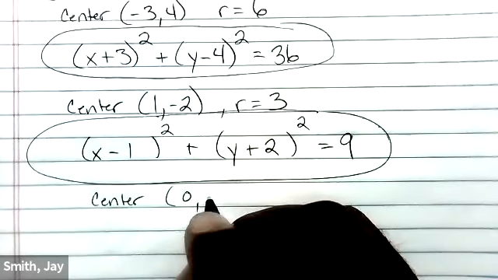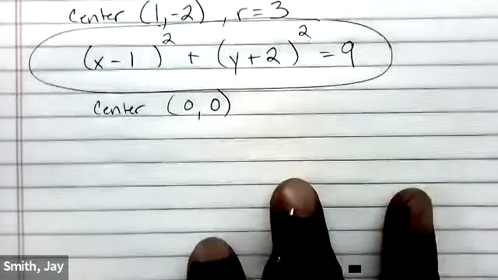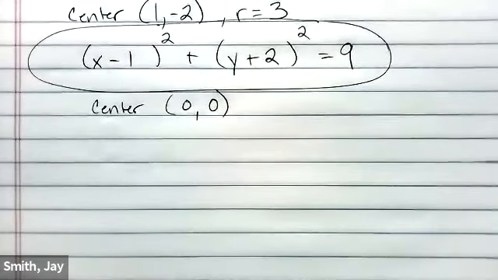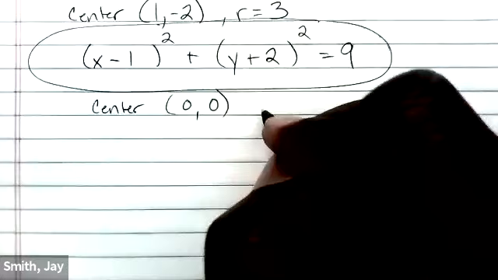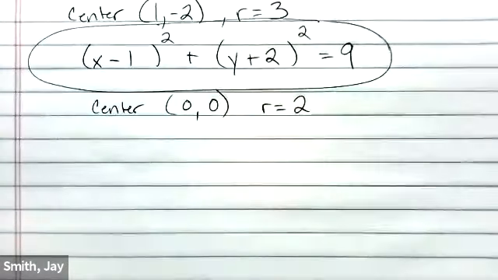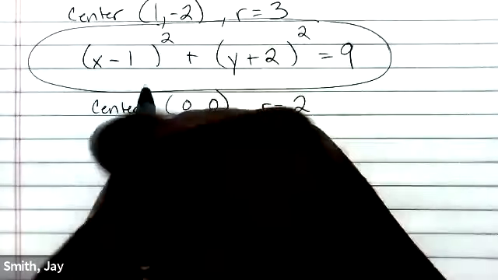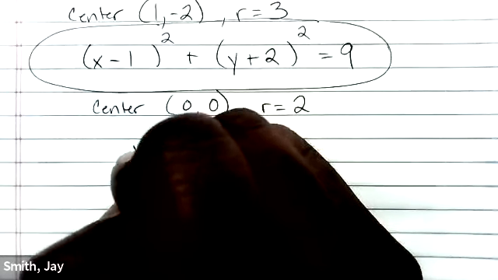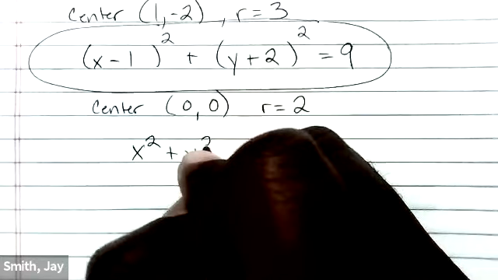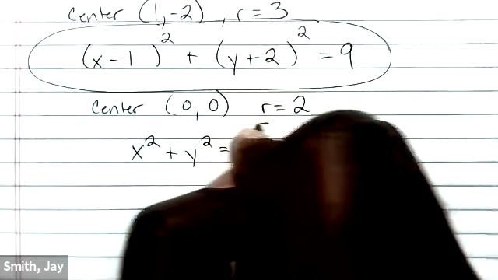The last type, if we are given a circle whose center is at the ordered pair (0, 0), and whose radius is 2, in the center-radius form, x squared plus y squared is equal to 4.